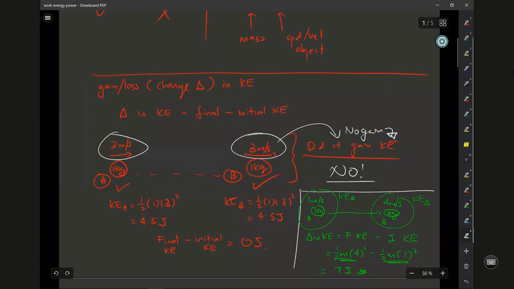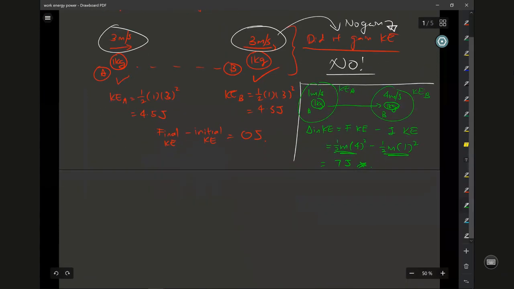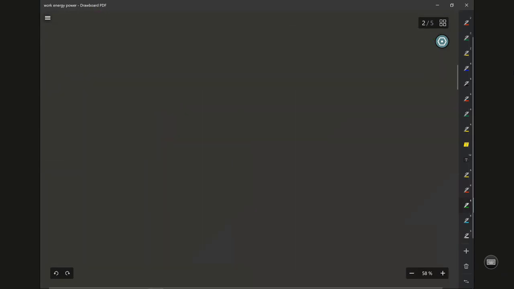Now the idea of GP is, while KE is governed by speed, GP is governed by height. So GP has to do with height. Now as the name suggests, it's potential energy. Potential energy is the energy that you potentially have.